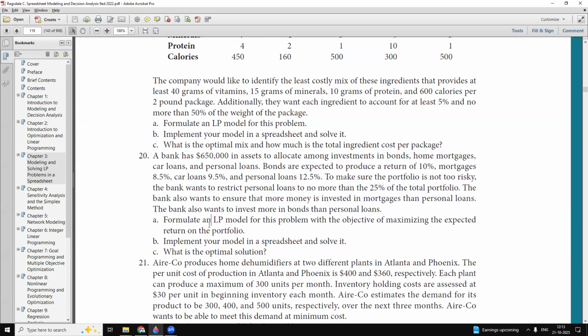First, we need to formulate an LP model for this problem with the objective of maximizing the expected return on the portfolio. Then part B demands that you implement your model in a spreadsheet and solve it. And part C is: what is the optimal solution?